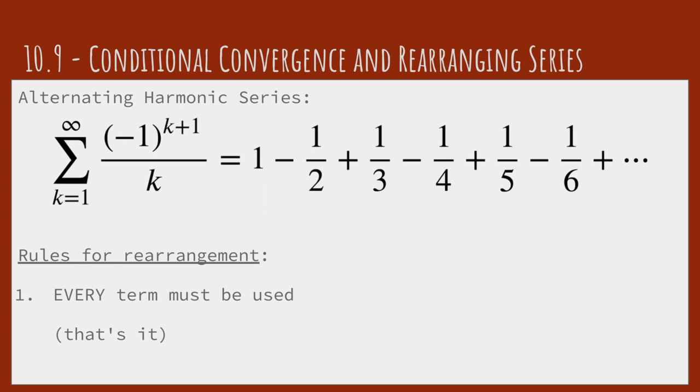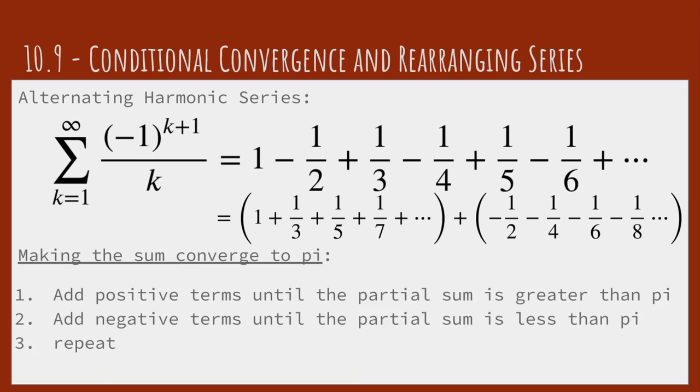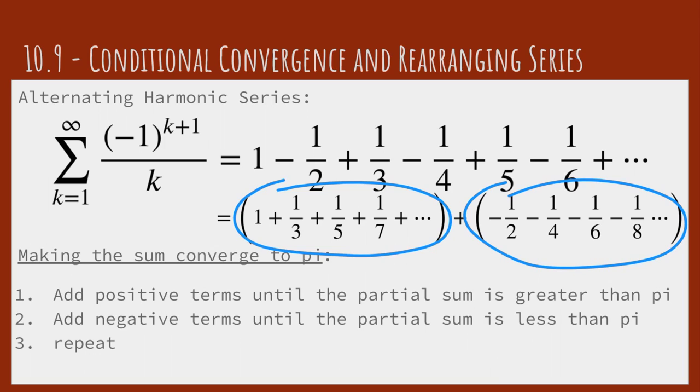All right, so here's how we're going to do that for pi. We're going to think of the positive terms and the negative terms, and to make this sum add up to pi, we're going to add positive terms until our partial sum is greater than pi. Then we're going to add negative terms until our partial sum is less than pi, and we're going to repeat. A couple of things to keep in mind. One is each of these piles has infinitely many terms in it. No matter how many terms I take out of the positive pile, we're always going to have more terms. The same thing is true for the negative terms. No matter how many terms I take out of that pile, we're always going to have another one.